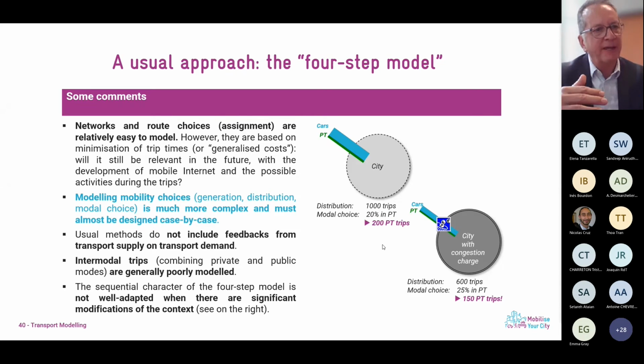So at the distribution step, the number of trips coming in from the outside into the city will be lower, for example, 600 trips, and the mode choice for public transport will increase, but in many cases, actually, the mode choice model is less flexible than the distribution one, and in the end you end up with fewer public transport trips than in the first situation because of the sequential character of the model, which is not logical, because the congestion charge would impact only the cars and not the public transport. Okay, just a small example to help understand the kind of problems that arise with the four-step model.